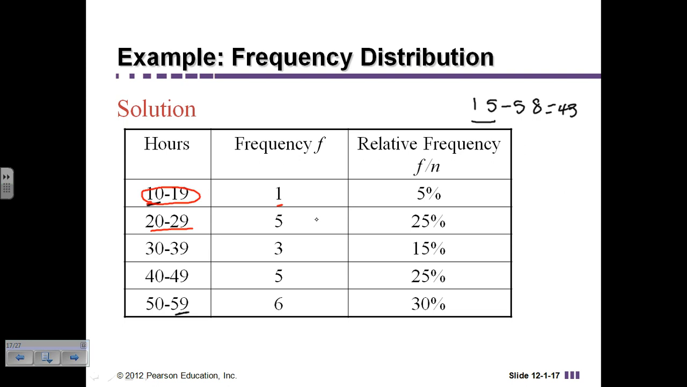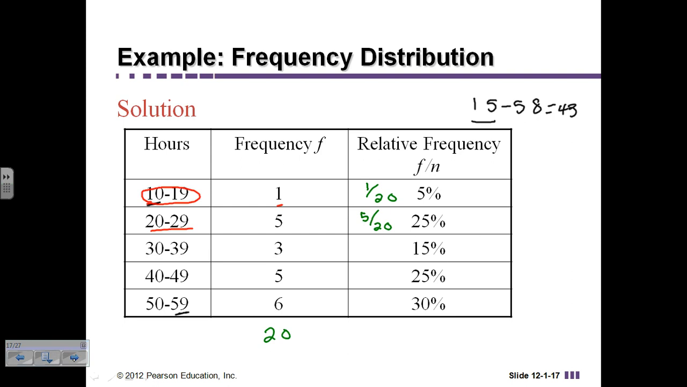And then again, there were 20 students interviewed in the survey. So this 5% is 1 divided by 20. This one is 5 divided by 20. And that's where the 25% and the 5% came from.